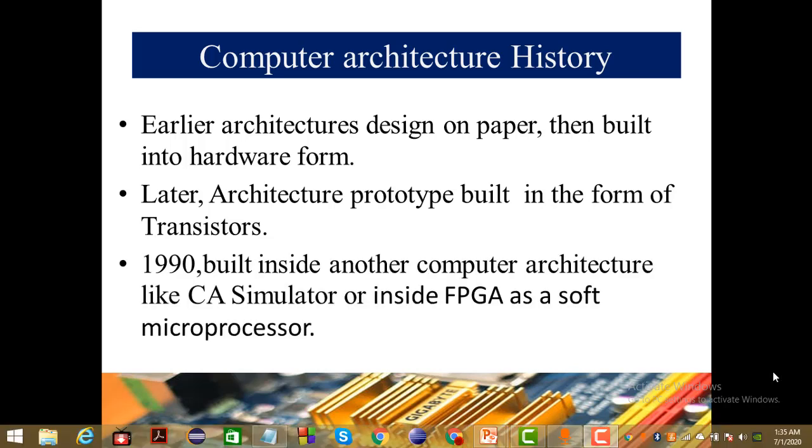Later, architecture prototypes were built in the form of transistors. In the digital world, a transistor is a binary switch and the fundamental building block of computer circuitry. Like a light switch on the wall, the transistor either prevents or allows current to flow through. In the same way, when we define the architecture prototype on transistors, either we build the whole system or we never build it at all. So that was a big problem with transistors.